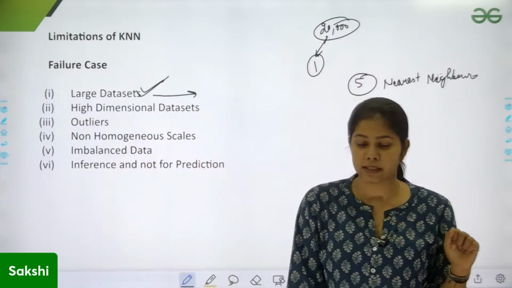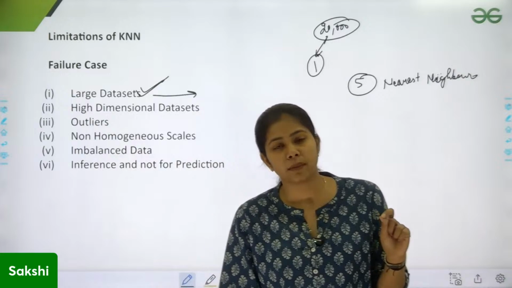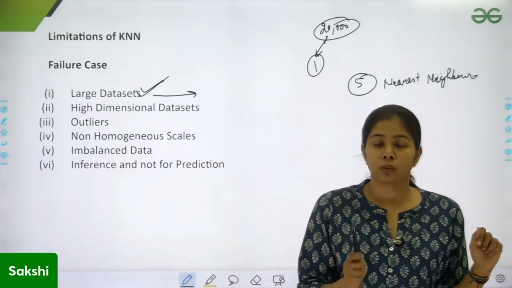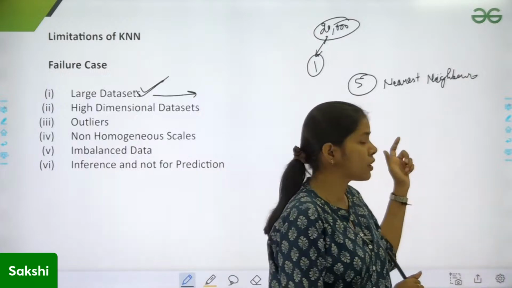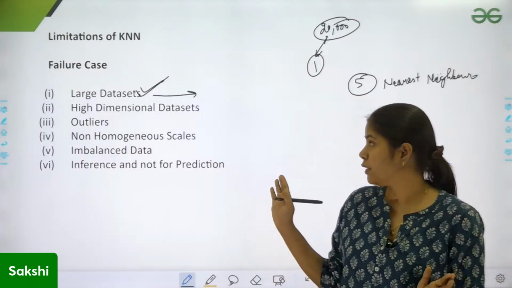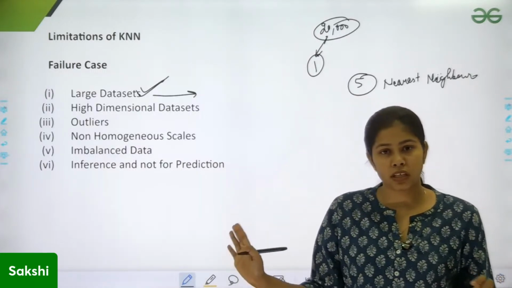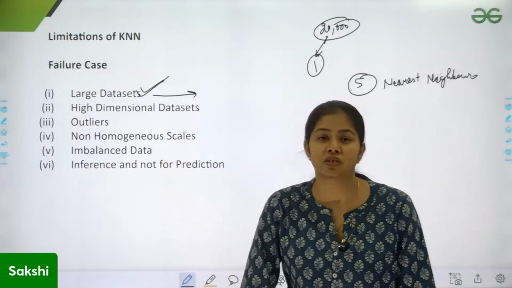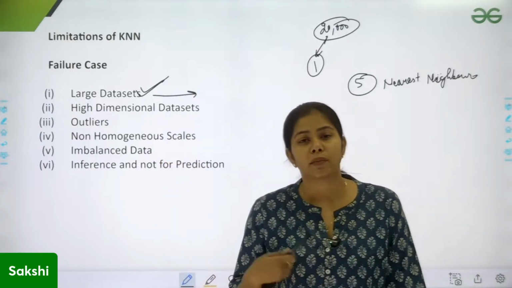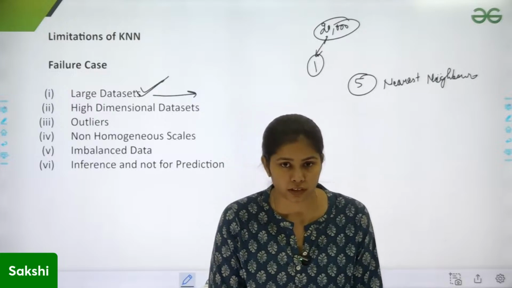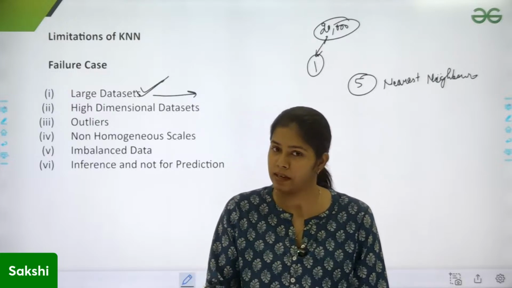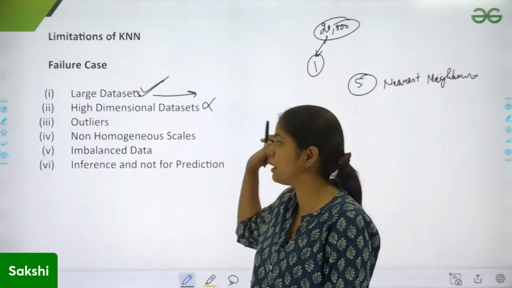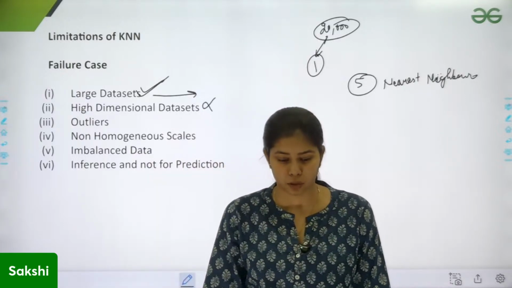High dimensional data set. Can anybody tell me why it does not work on a high dimensional data set? The distance function, the Euclidean function, which is the main thing we are using in KNN, does not work on a high dimensional data set. If we have a high dimensional data set, my distance function does not work properly. So that's why KNN does not work when we have a high dimensional data set.